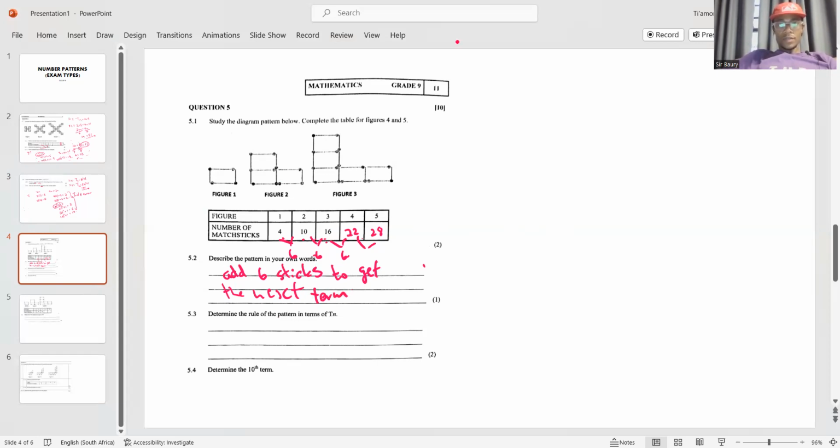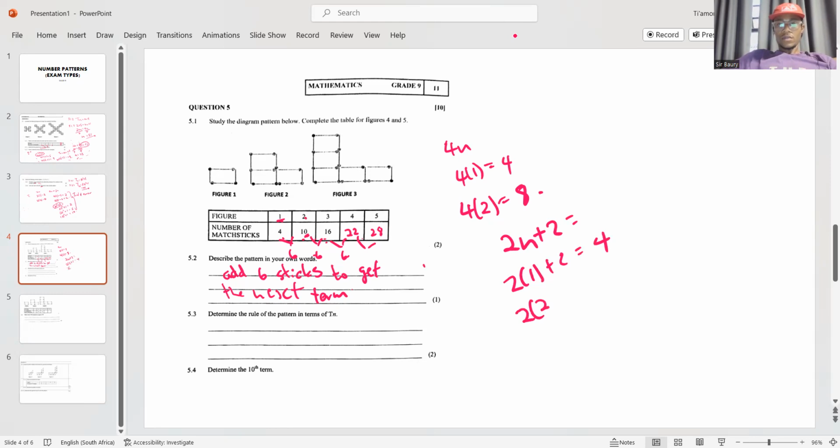Then now let's look at the rule. Let us say I say 4n. So it's going to be 4 times 1, which gives me 4. Okay, 4 times 2 must give me 10, but it gives me 8, so it's off. Let me say 2n. To get 4, I have to add 2. So 2 into 1 plus 2 equals 4. Then 2 into 2 plus 2 gives me 6. Doesn't give me 10.